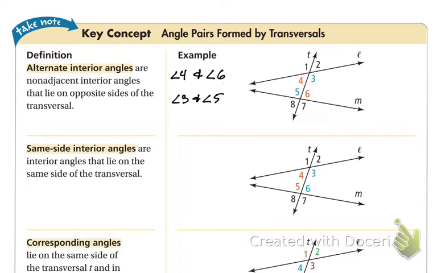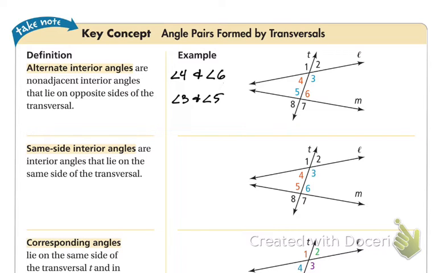Does anyone see any other alternate interior angles? You could probably look at my colors and... Can you re-explain this? Yeah. So it has to be non-adjacent. So 4 and 3 are adjacent, so they can't be that. And they have to be on opposite sides of the transversal.